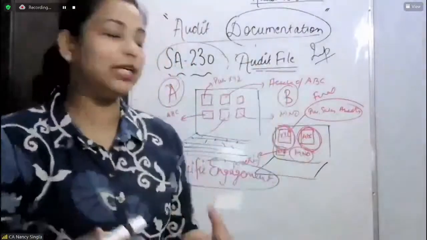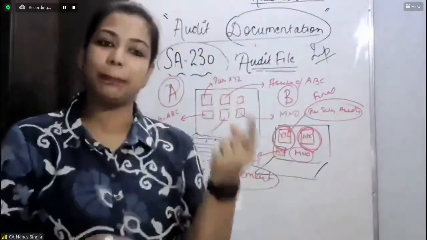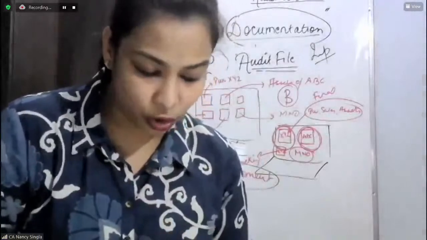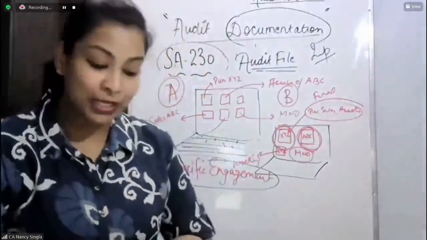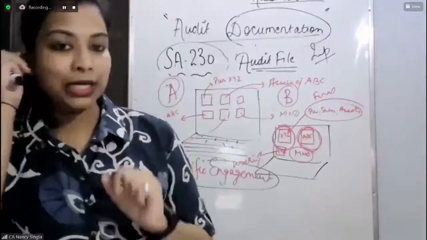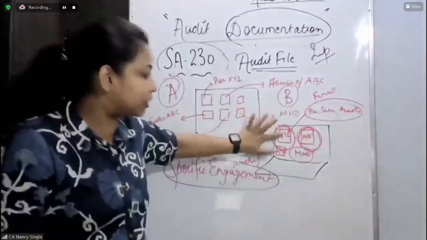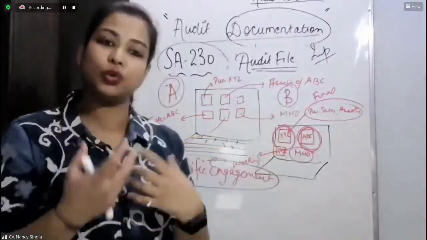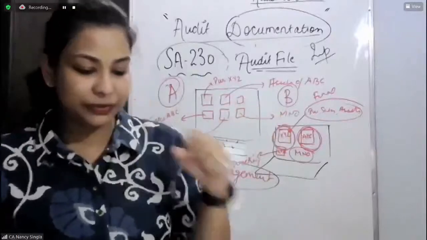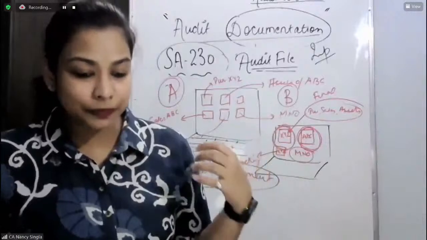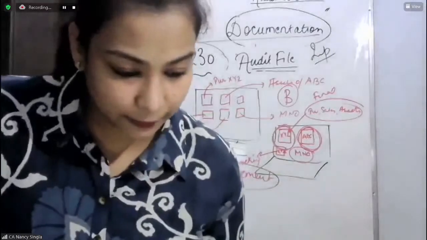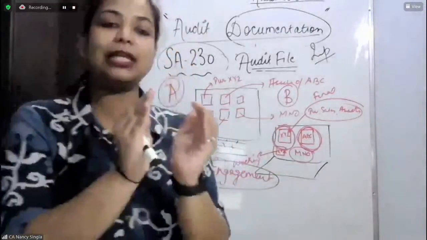So one or more folders or other storage media. Other storage media is your pen drive or CD in physical or electronic form containing the record that comprise the audit documentation for a specific engagement. So the word specific engagement is important here. Clear? I hope you'll be able to learn the definition. One or more folder or other storage media. I gave you example of pen drive, CD. In what form? Physical or electronic. What does it contain? Containing the record that comprise the audit documentation for a specific engagement. Specific engagement is a particular client for a particular year.